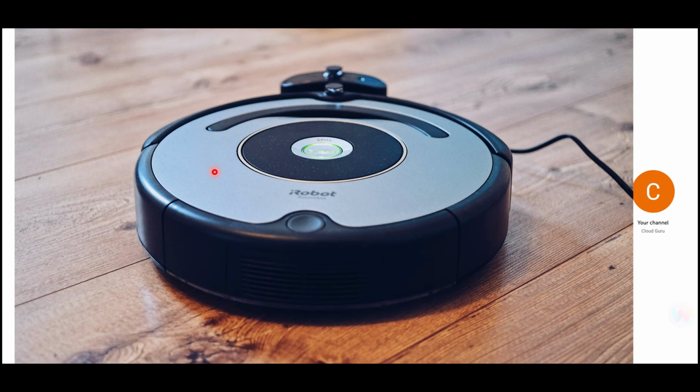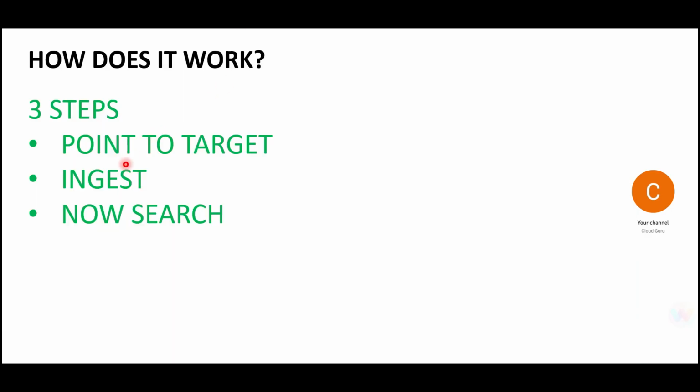So that is similar to a RoboVac, that is a robotic vacuum, where it targets that this is where I want to go and suck the dust. So it points to the target, it sucks it, it ingests it, and then you can search. You can open the RoboVac and then search what dust particles or garbage it has collected.